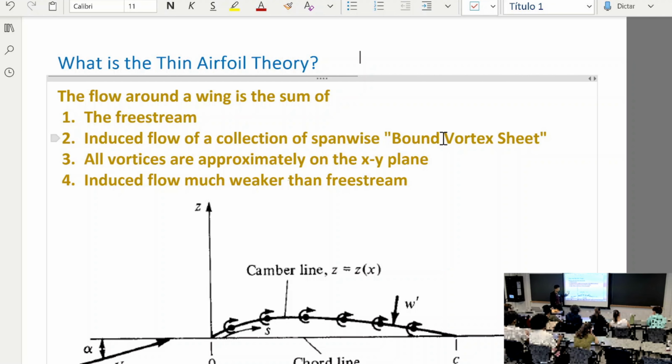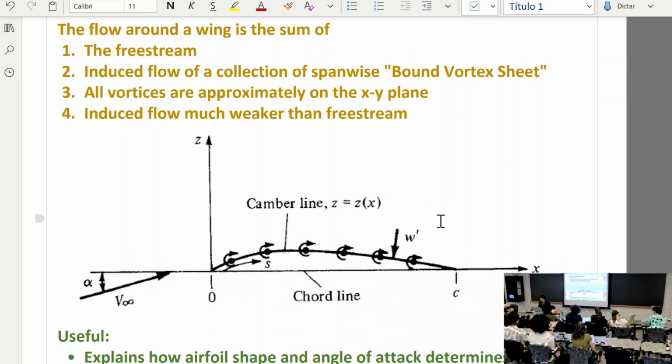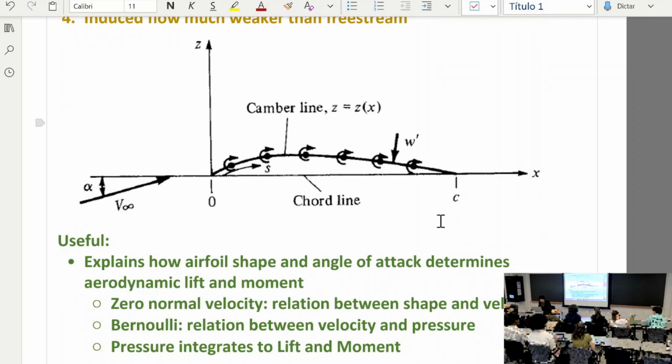And I also asked you to approximate angles, like alpha can be used to approximate sine alpha or tangent alpha, things like that. These are all used throughout thin airfoil theory. So basically, all of this assumes that the induced flow has to be much weaker than free stream. Okay, and so this is how useful thin airfoil theory is. It basically is, I would say, the most useful non-computational tool.